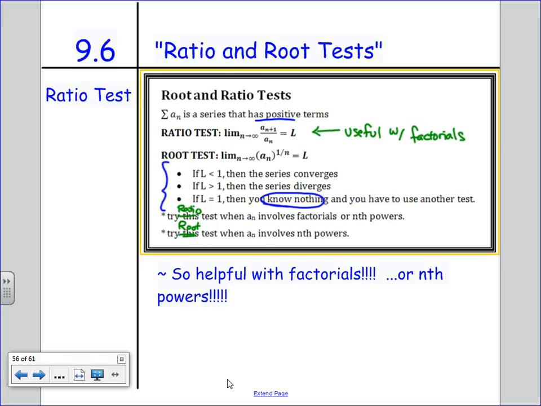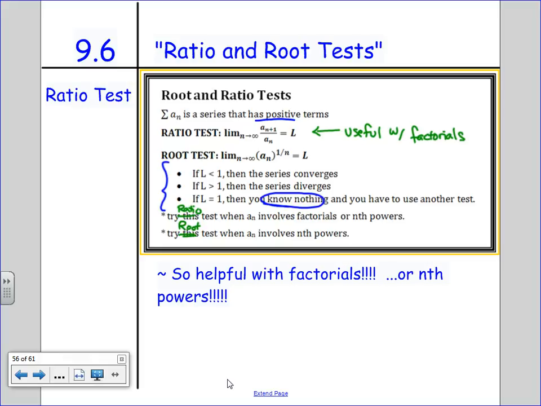Alright, you guys see the positive, right? So will alternating work? No. But we have tests for alternating. A sub n is a series that has positive terms. I have a ratio test and a root test. And why are they all in one Endeavor card?